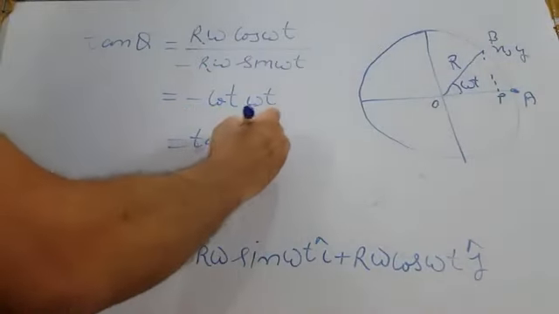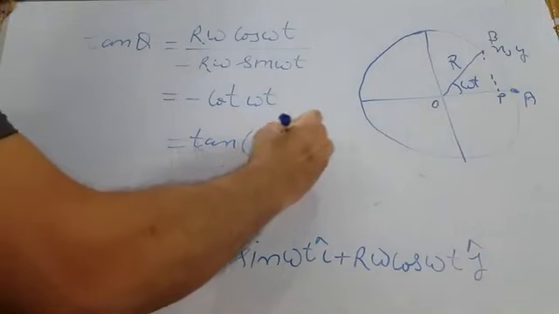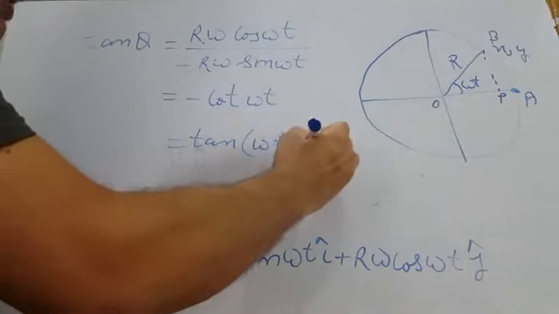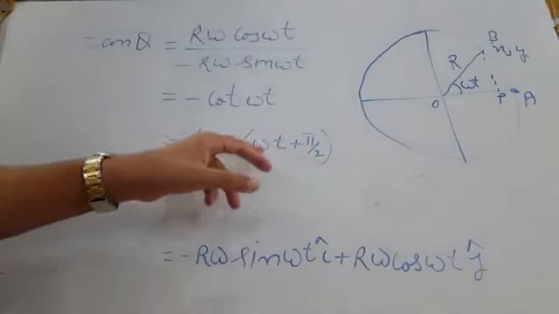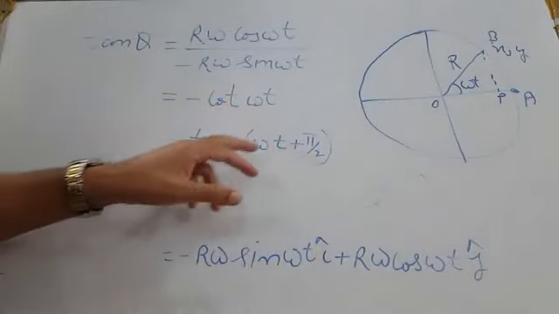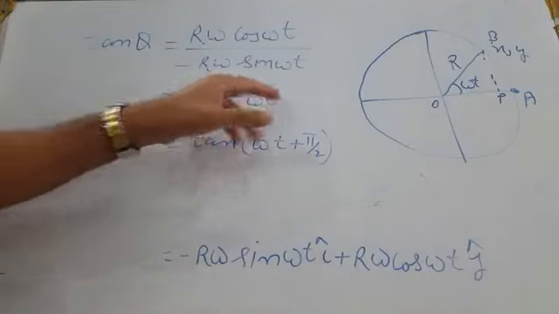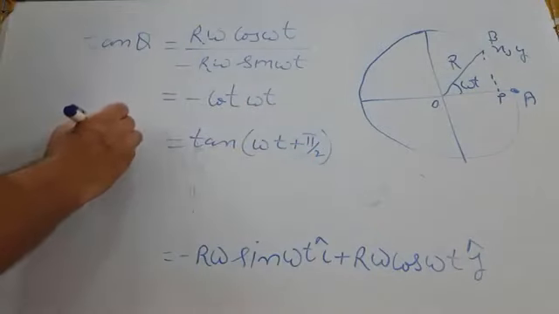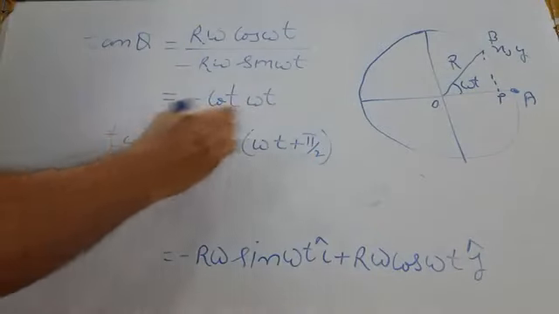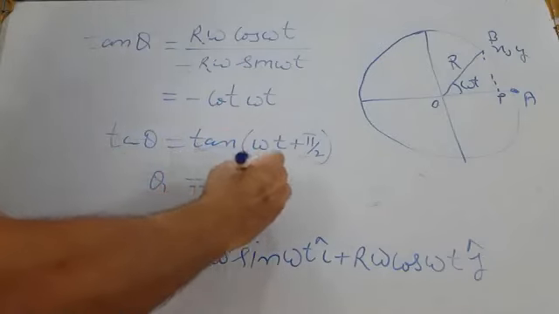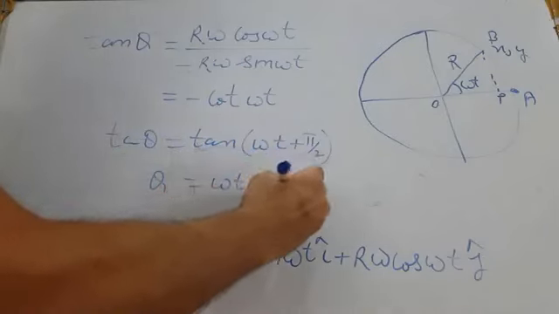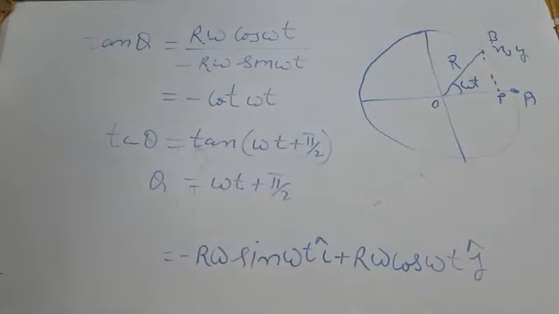which is equal to tan of omega t plus pi by 2. Pi by 2 means 90 degrees. Tan of 90 plus theta is equal to minus cot theta. So if I compare these two, what is theta? Theta is omega t plus pi by 2, where theta is the angle between velocity and the x-axis.